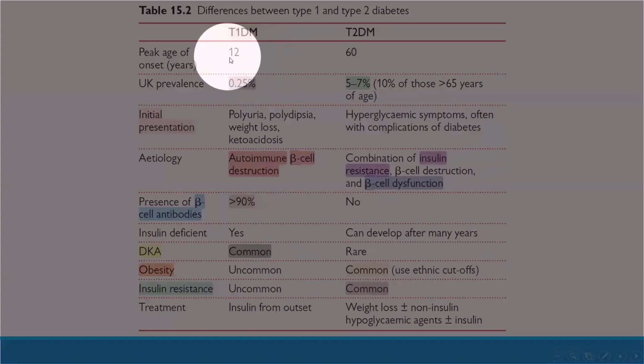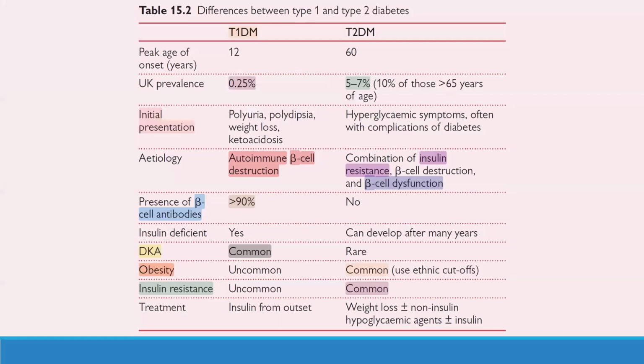For type 1, they usually ask about the peak age of onset. This is another question in the previous exams. The peak age of onset for type 1 is during puberty. Of course, the prevalence of type 1 is 0.25%, but for type 2, it is about 5 to 7% or 10%.